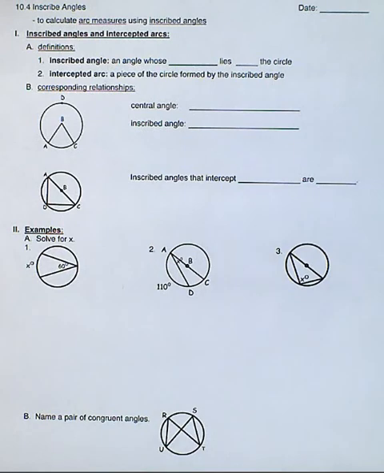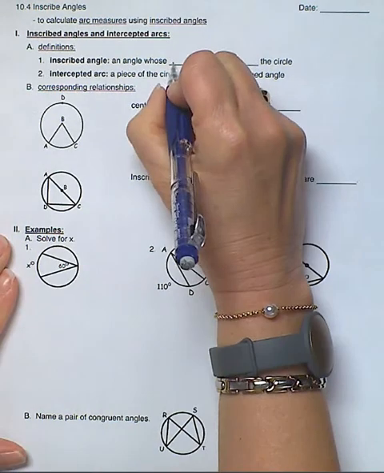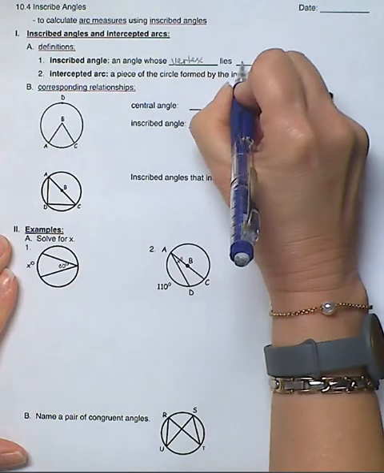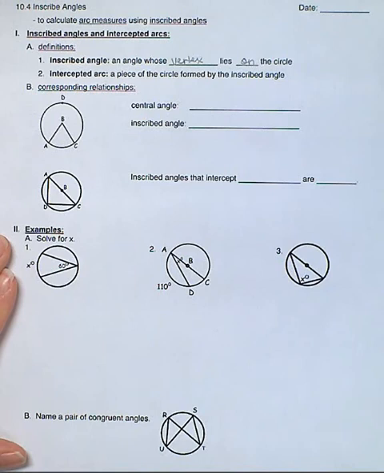So what's an inscribed angle? An inscribed angle is an angle whose vertex lies on the circle. The intercepted arc is the piece of the circle formed by the inscribed angle.